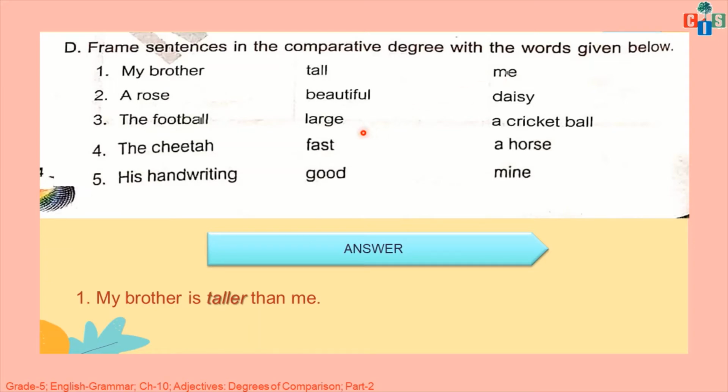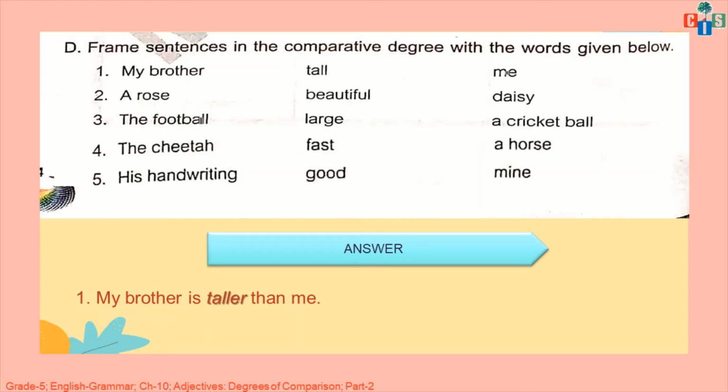So what I did here, by these words I am not getting any meaning, right? So I added a helping verb and er to the main word, and then for comparative degree we have to add than. Okay, so now my sentence is my brother is taller than me, right? So now I have one meaningful sentence. By these given words I made one sentence in the comparative degree. Okay, in the same way you have to do for the rest of the words.